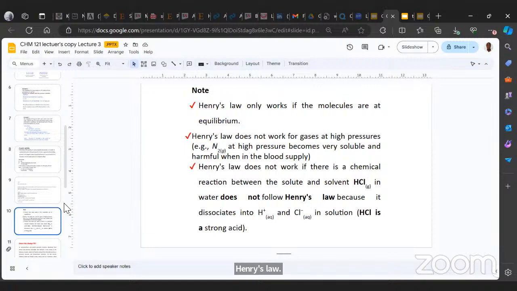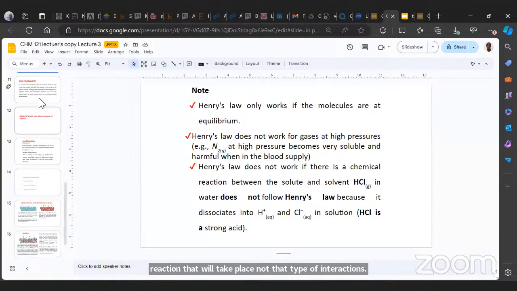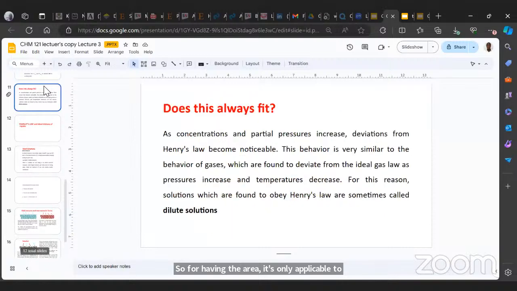Henry's law does not work when there's a reaction. For example, if you bring hydrogen gas and chlorine gas and make them dissolve in each other, it's a reaction that will take place, not that type of interaction. Henry's law is only applicable to solutions, not reactions. Once a new compound is formed, Henry's law will not be obeyed. So these are exemptions to Henry's law.